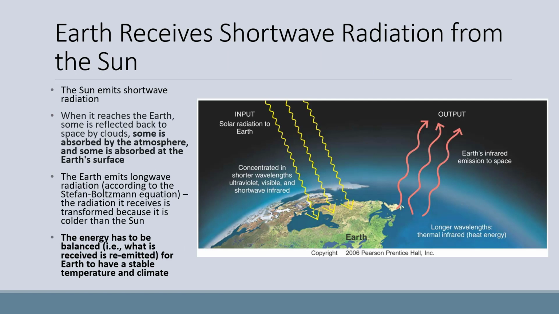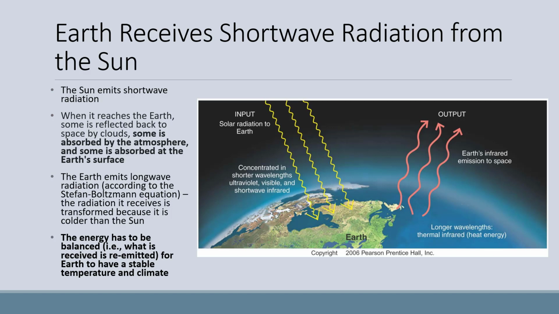First off, you have to know that the Earth receives shortwave radiation from the Sun. That's because the Sun emits shortwave radiation. When it reaches the Earth, some of it is reflected back to space by clouds, while some is absorbed by the atmosphere, and some is absorbed at the Earth's surface.